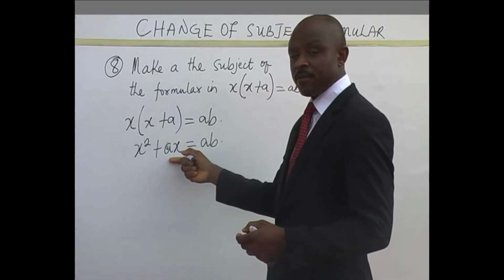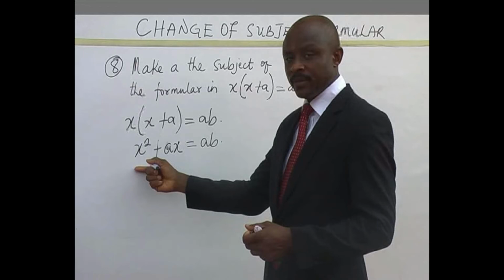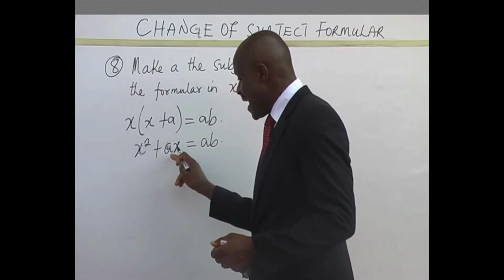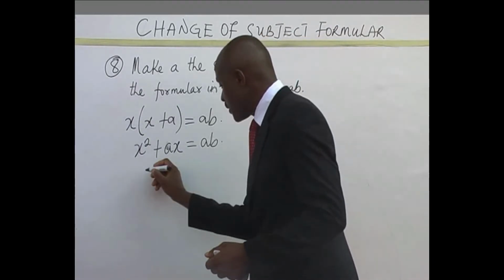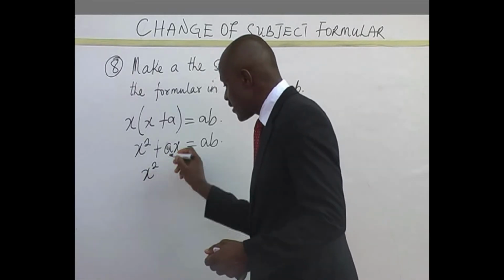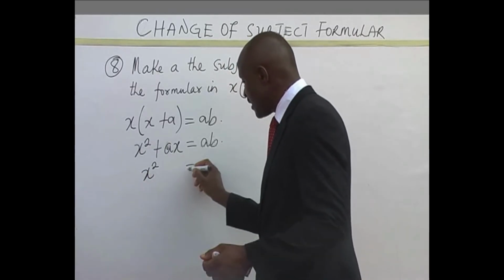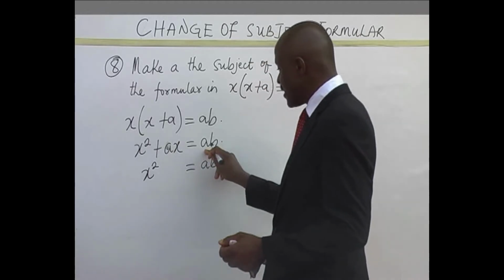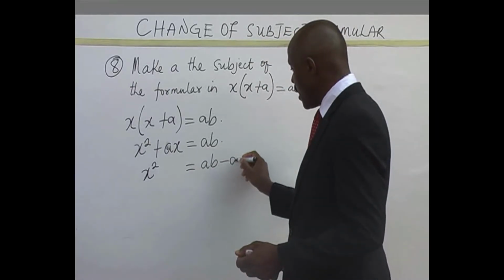Eliminate ax from the left hand side of the equation. If you want to do that, that means you are going to subtract ax from both sides of the equation. That will leave you with x squared only on the left hand side of the equation, and it's going to be equal to ab, which you have on the right hand side, now minus ax.